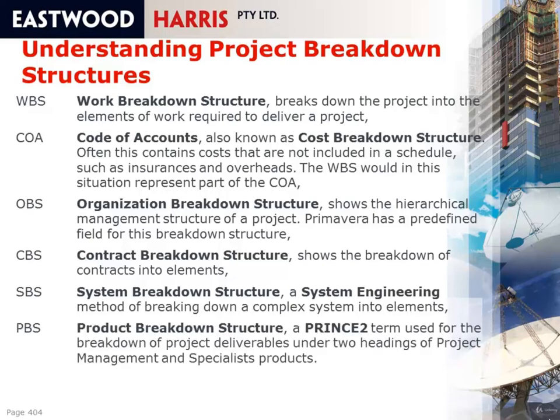Product breakdown structure. This is a Prince2 term used for the breakdown of a project into deliverables under specifically two headings, which is project management and specialist products. This is very similar to a work breakdown structure and is a deliverable based structure.